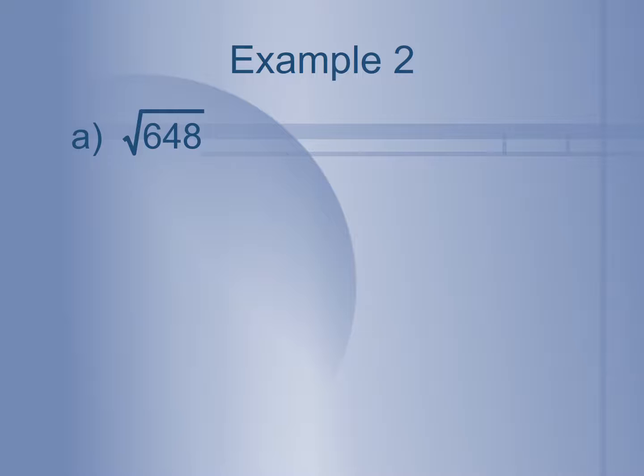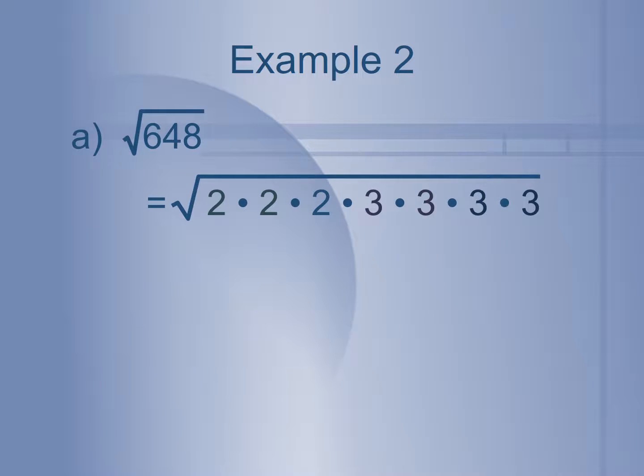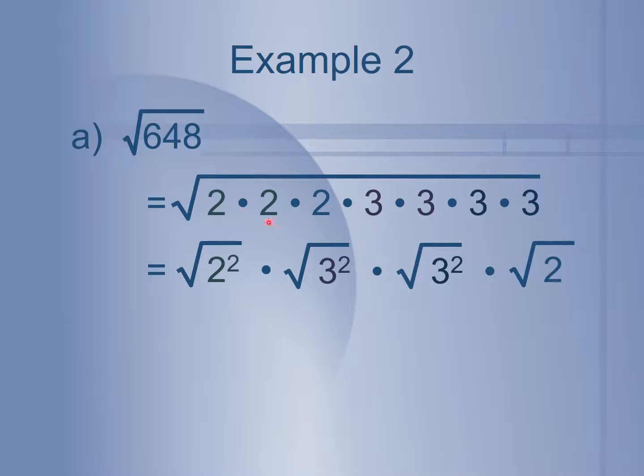We have the square root of 648. If I were to write the prime factorization, it would be 2 times 2 times 2 times 3 times 3 times 3 times 3. The first thing I want to do is separate my perfect squares. I'm doing perfect squares because I don't have an index here, which means we're doing the square root. So these two 2's become 2 squared, these two 3's become 3 squared, and these two 3's become 3 squared. And then this 2 is by himself. He doesn't have anyone to partner with.